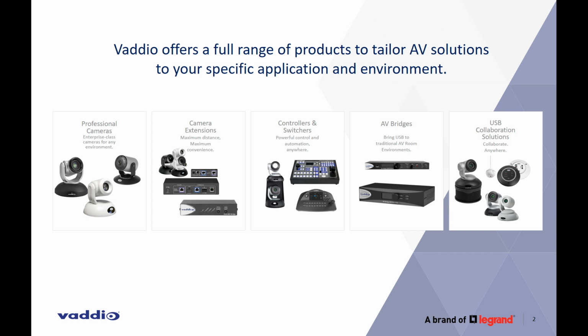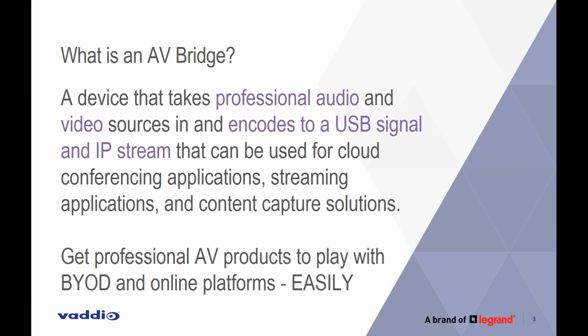So whoever is new to Vaddio and new to AV and new to AV bridges, this slide is for you. So in a nutshell, an AV bridge takes pro audio and pro video, and it bridges, or it encodes to a USB signal and or IP stream. So I don't like to use the word bridge when I'm defining a bridge, but I just did it. Bridge means bridge. So all in all, it's a great product, and our new AV Bridge Mini is both bridging to USB 3 and IP streaming. Yes, simultaneously.